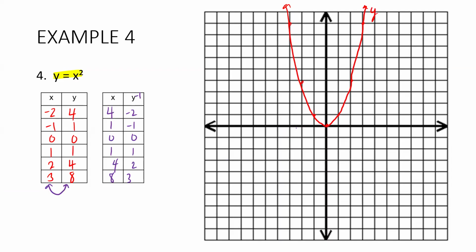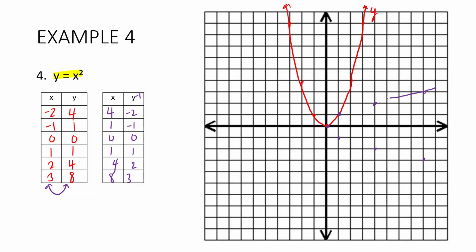So I'm going to go to 4, -2. So 1, 2, 3, 4, down 2. I'm going to go to 1, -1. I'm going to go to 0, 0. I'm going to go to 1, 1. I'm going to go to 4, 2. 1, 2, 3, 4, up 2. And I'm going to go to 9, 3. And for symmetry purposes, go to 9, -3, because that would also be reflected, right?